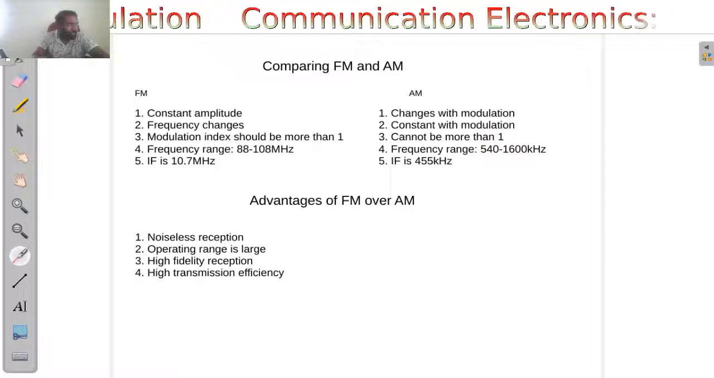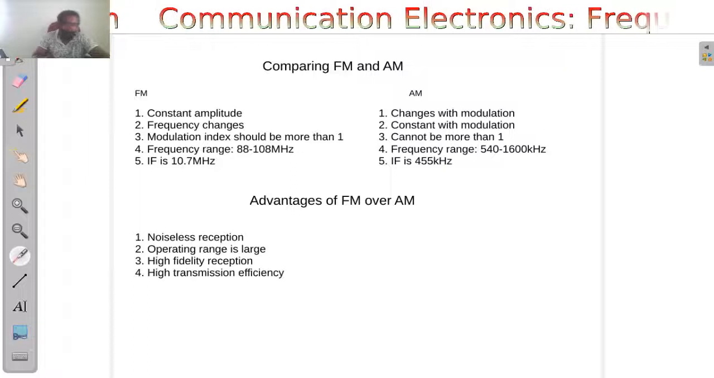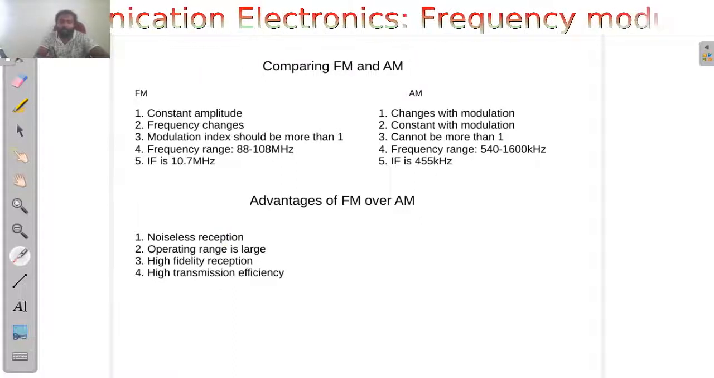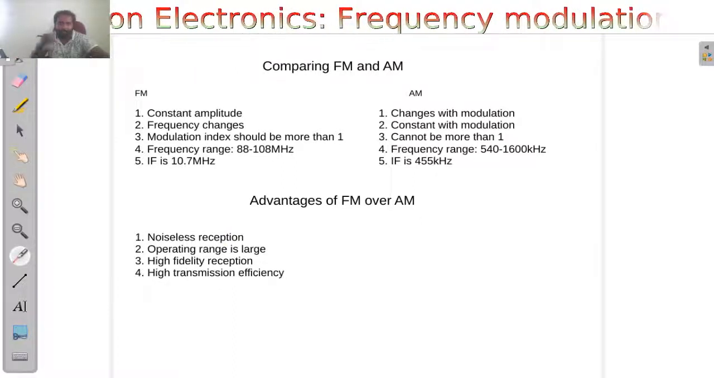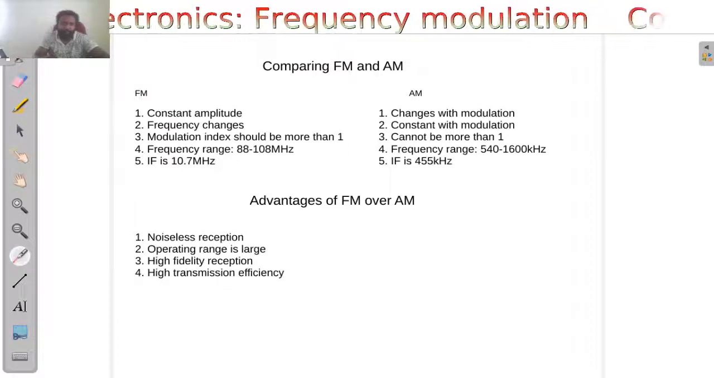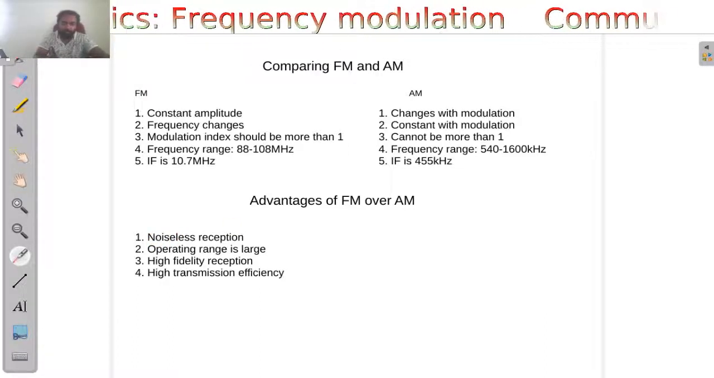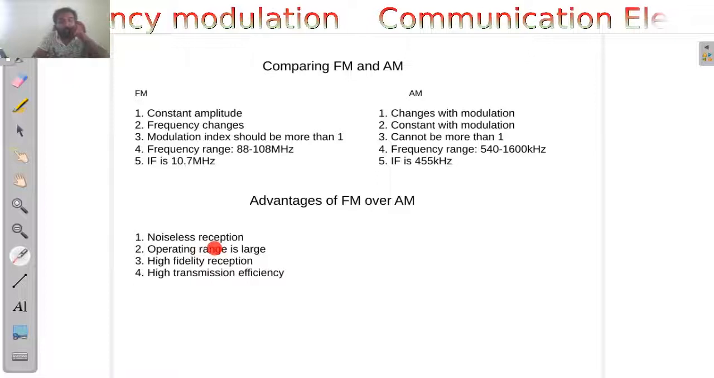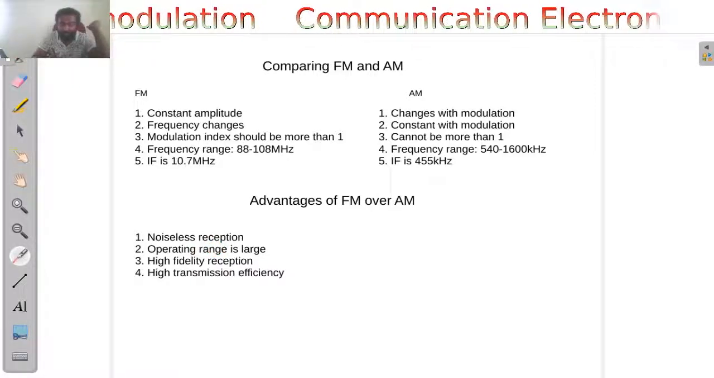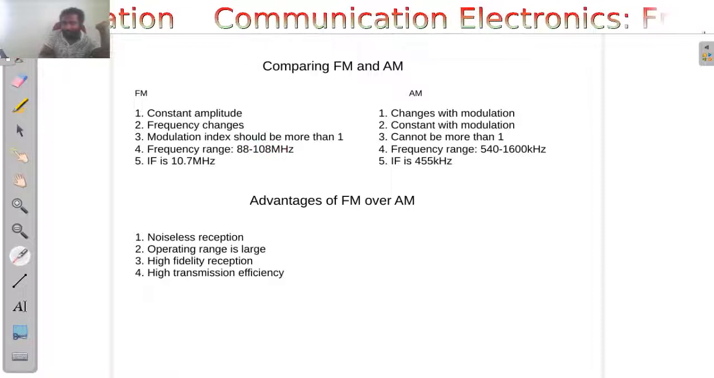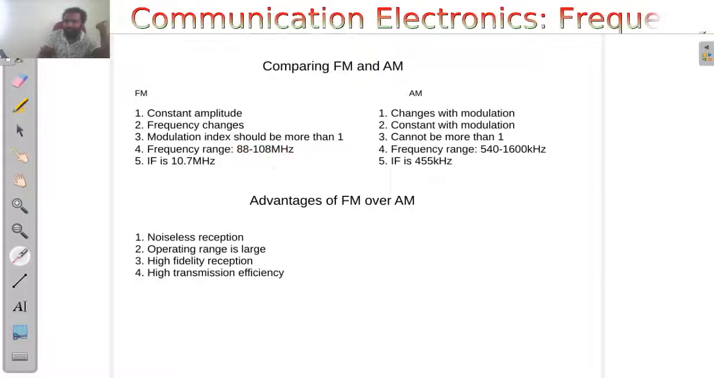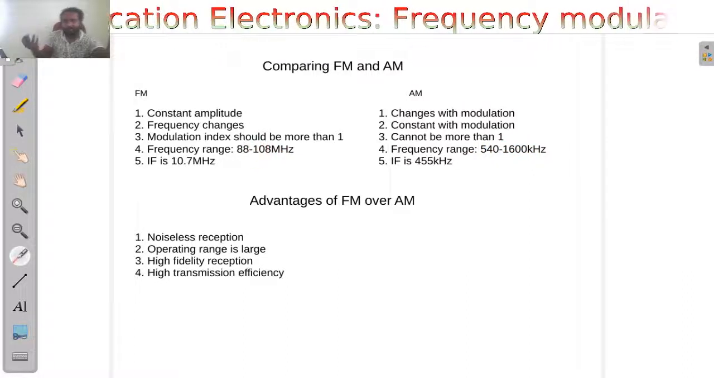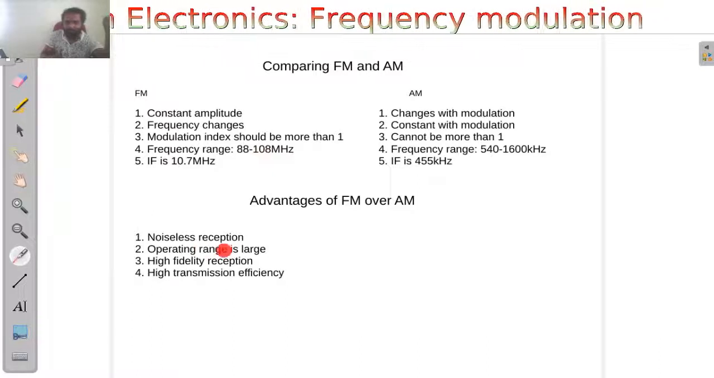When you look at the advantages of FM over AM, FM has a very good advantage of low noise perception. That is mainly because noise affects the amplitude of any signal rather than the frequency of the signal. That is why you have very good reception without any noise. The second advantage is the operating range, which is much larger than AM. That is because the frequency range of 88 to 108 megahertz is much higher than 540 to 1600 kilohertz, and when the frequency increases, the energy of the wave also increases. That is why the range is much higher.